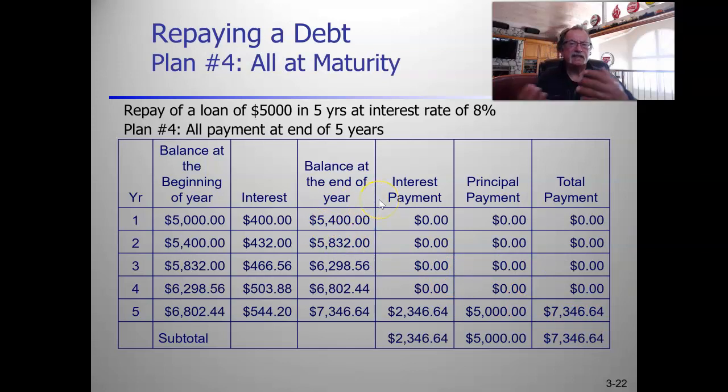Plan 4 is like the example prior to this, where we're not going to pay anything until the 5th year. So therefore, our interest component increases each year because we're paying interest on the interest. And we pay back the $5,000 at the end of the 5th year. We pay back all the accrued interest, years 1 through 5. At the end of the 5th year, our total payments are $7,300.64.